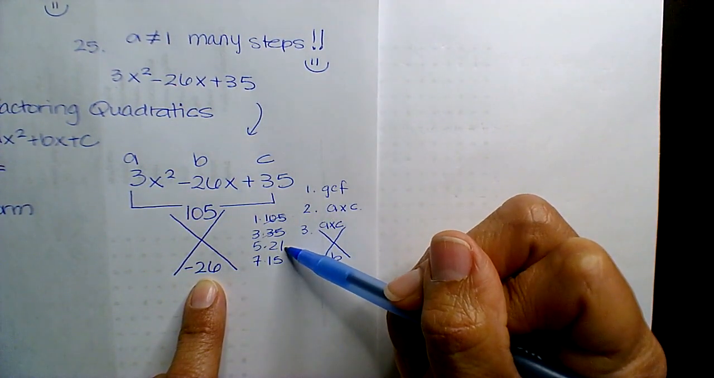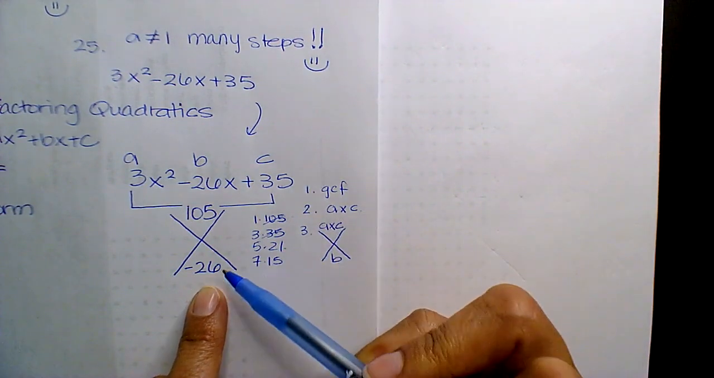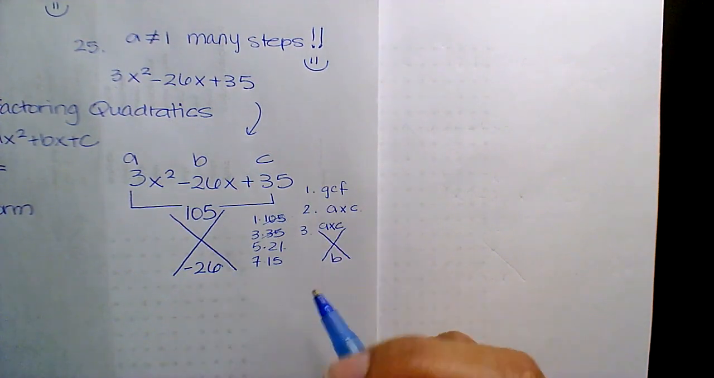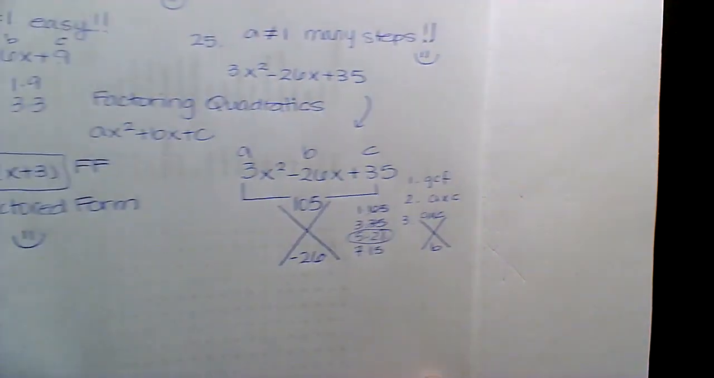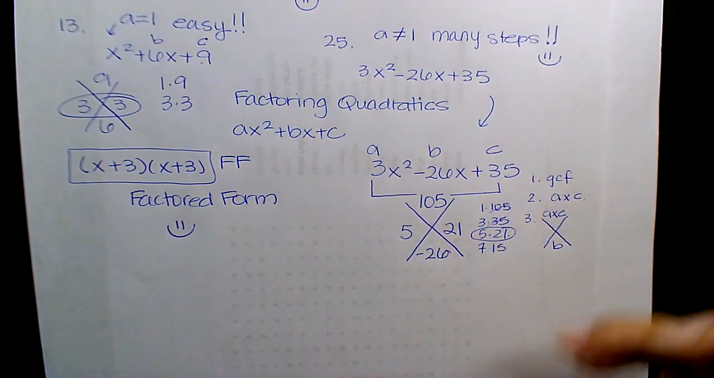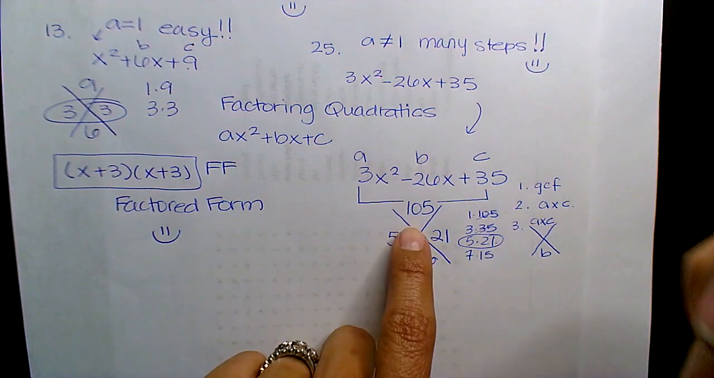5 and 21. If I add them, what do I get? 26. And that's what I need. Right? Okay, so these two numbers are your winner. And it doesn't matter which one goes first. Okay, 5 and 21. Now look at the sign.